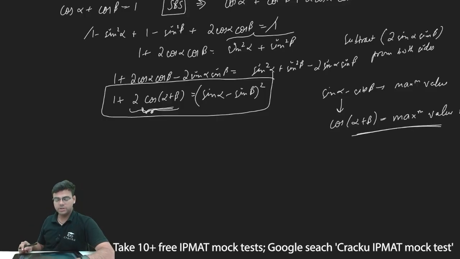Cos of alpha plus beta should be a maximum value. Then only we will get sine alpha minus sine beta as maximum, because this is 1 plus 2 into something which is being added to 1. So if I want the maximum value of sine alpha minus sine beta, I have to take the maximum value of cos alpha plus beta.